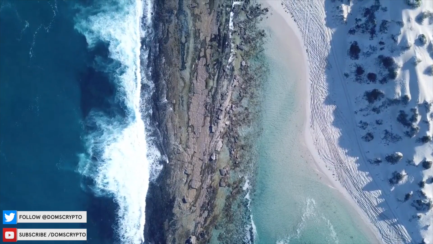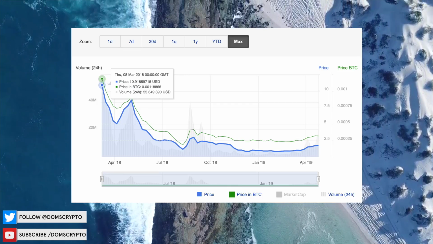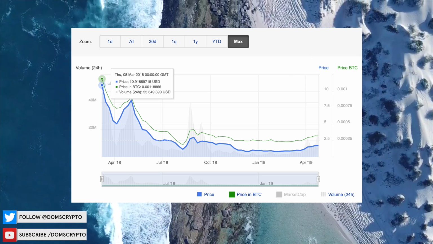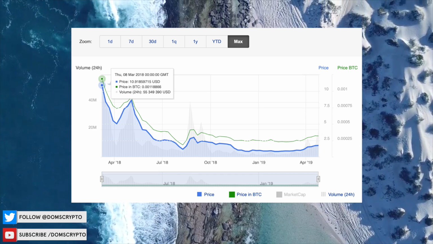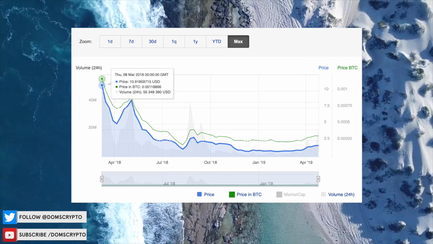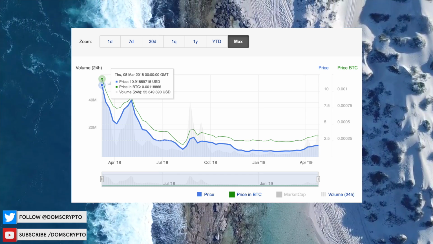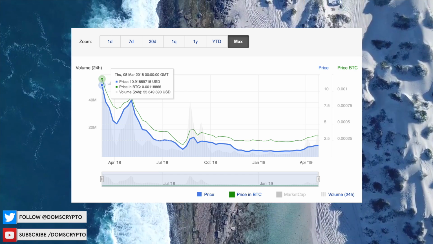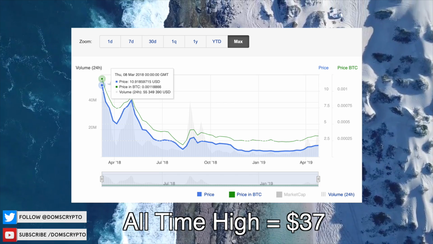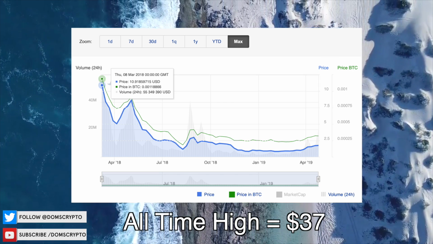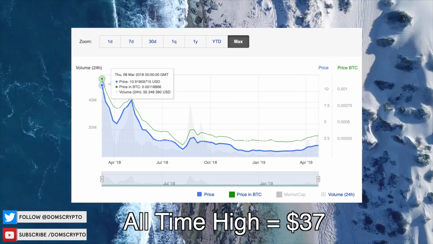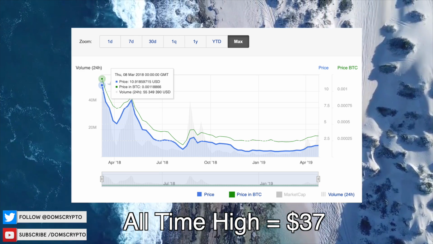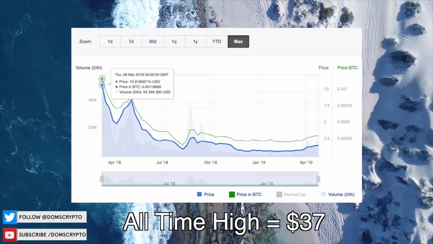As you can see by the graph itself, we were looking at the highs of $10, nearly $11 a piece, followed by a huge downfall which happened in all cryptocurrencies, in all markets really, but the all-time high was $37 for Nano. And right now we're picking things up again. As you can see from this graph, things are starting to happen slowly but surely. So $1.92, and the all-time high was $37.62.